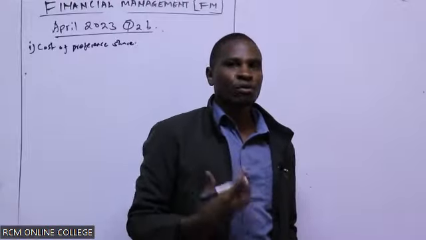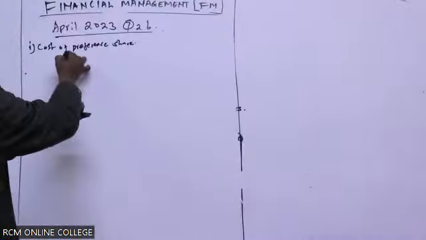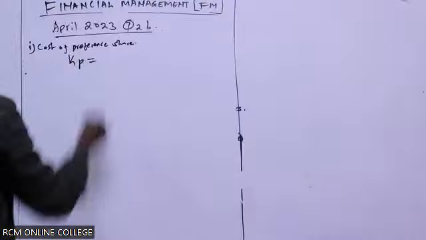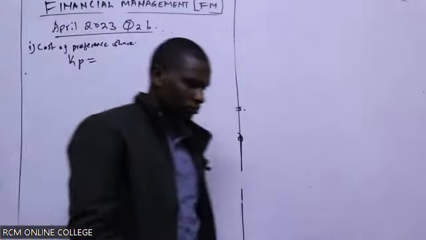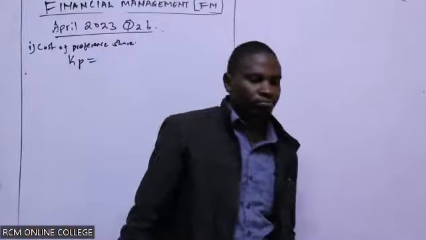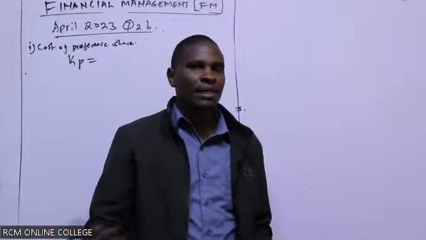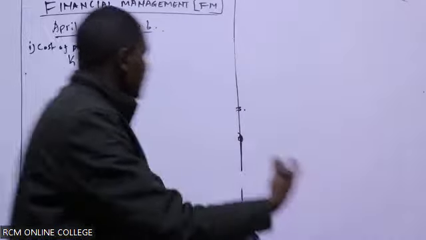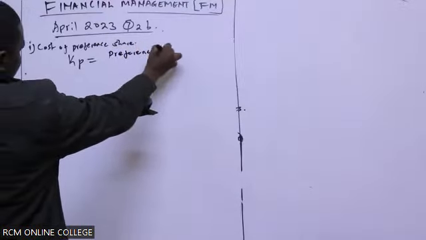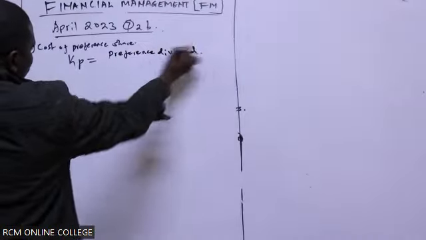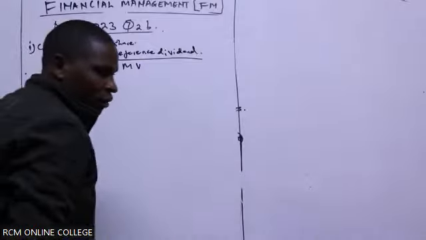Now, can you give me the formula of our KP? Please remind me. The formula of KP is PD over market value. PD is the preference dividend. Preference dividend over market value.